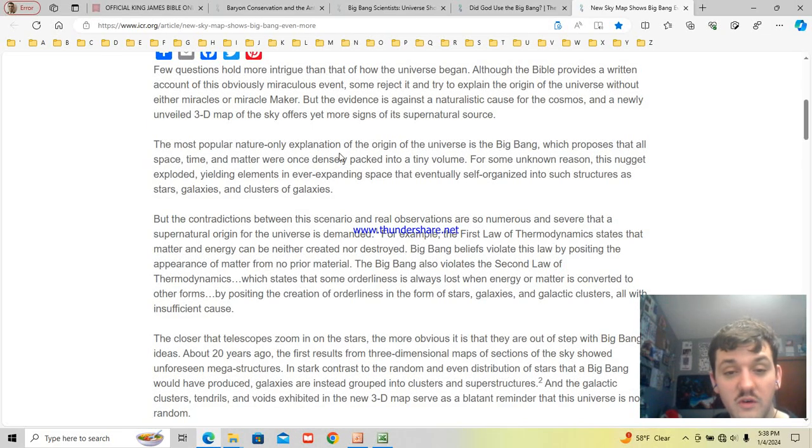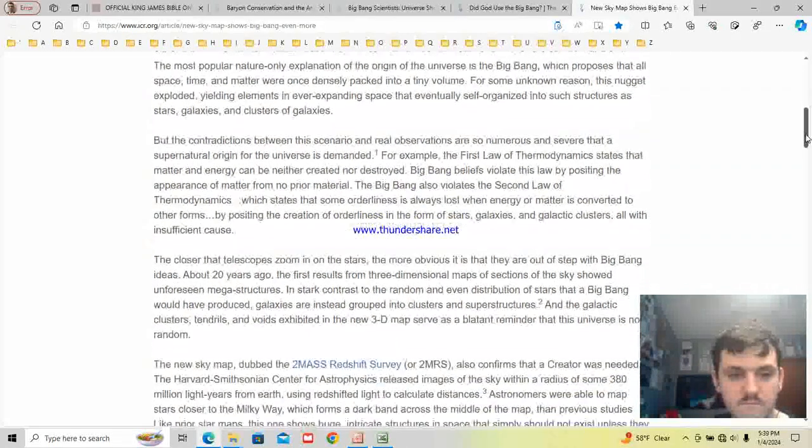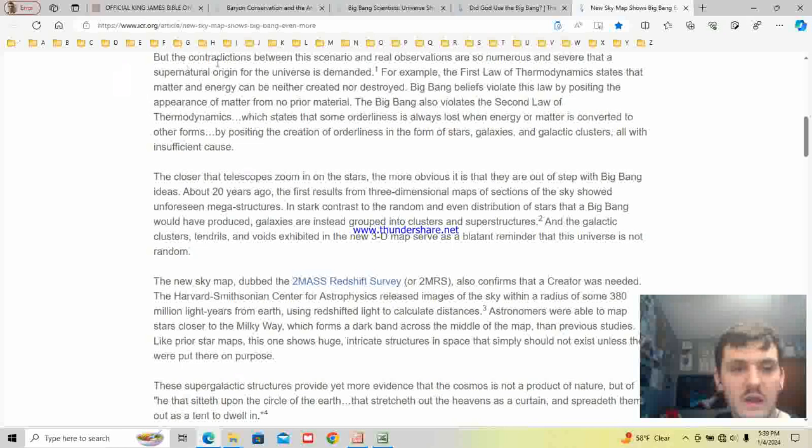Each possible explanation of the origin of the universe, the Big Bang, proposes that all space and time and matter was once packed into a tiny volume, which for no reason exploded, yielding elements, ever-expanding space, and eventually structures, stars, galaxies and clusters of galaxies. But the conditions required for that scenario of formation are so severe that a supernatural origin of the universe is demanded.